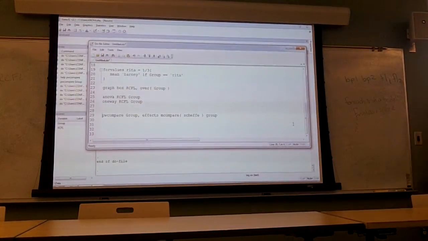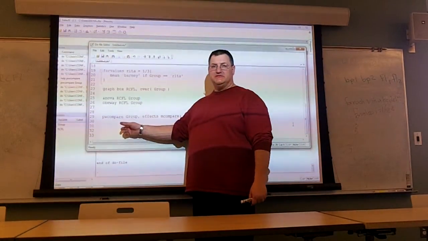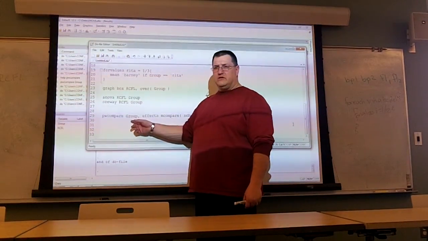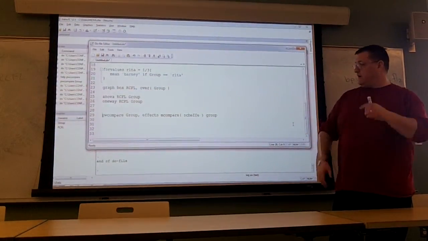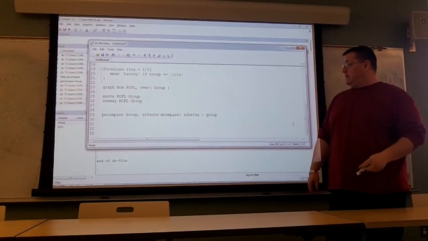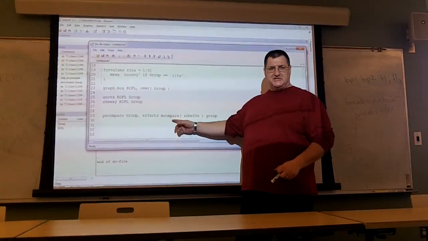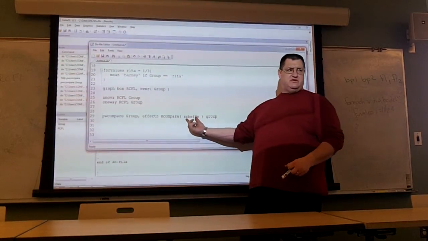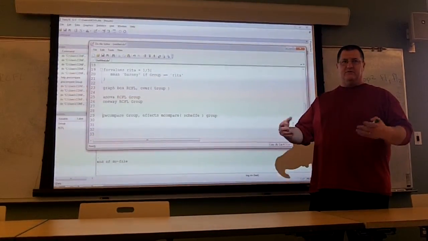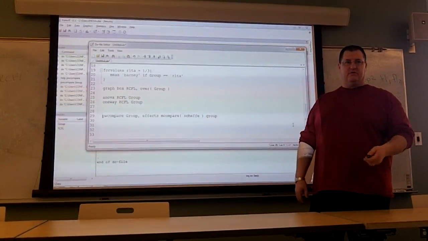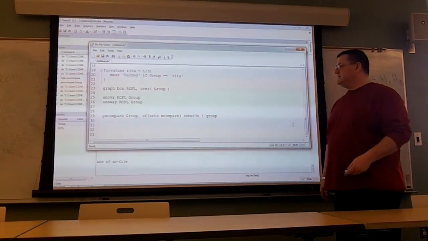So, let's dissect this. pwcompare stands for pairwise comparisons. What is the factor that I want to compare between? What are the levels I want to compare? The mcompare is the multiple comparison adjustment. What goes in the parentheses is the type of adjustment that I want to do. We talked about LSD, Tukey, Scheffé's, Bonferroni, and all that stuff.